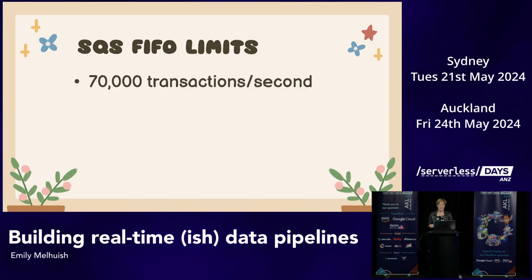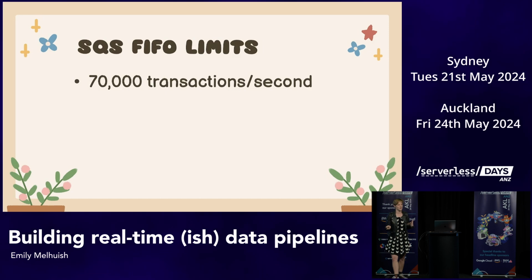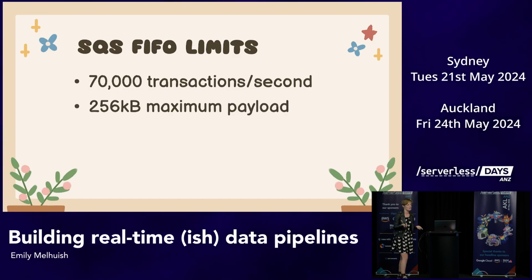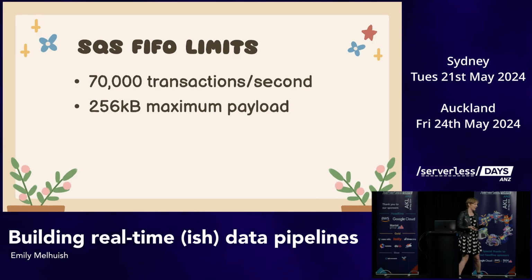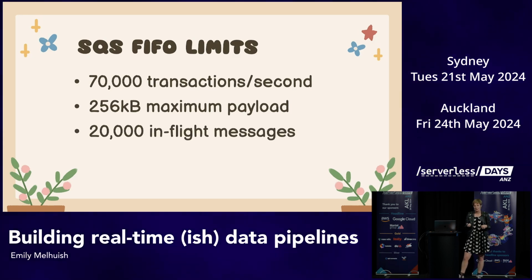So you can do 70,000 transactions a second. As I mentioned, we do about 300 a second, so 70,000 seems pretty good. 256K maximum payload size. Your average pull request on GitHub is about 90 kilobytes, so pretty good there.